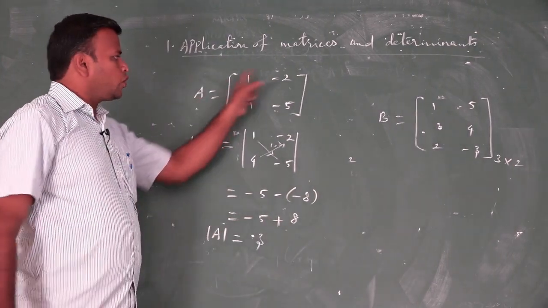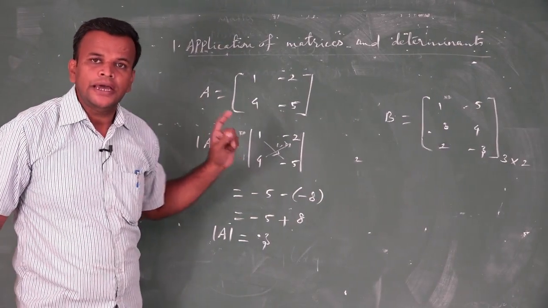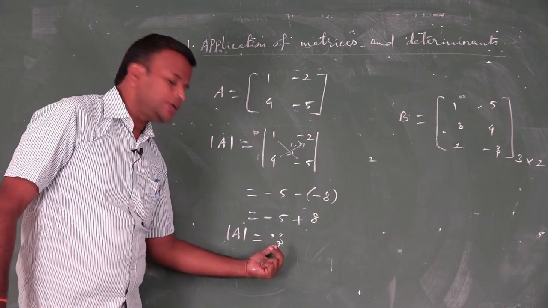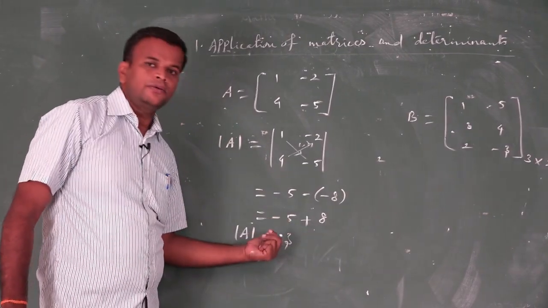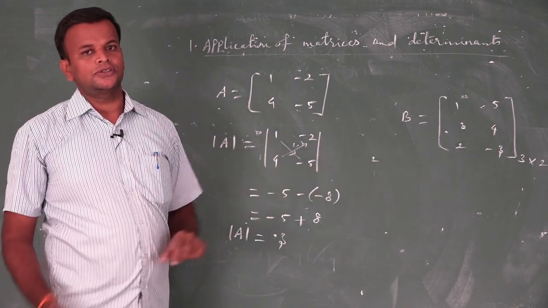So a matrix has no value, but a determinant has some value. It is a positive value here, but in some cases it may be a negative value or it may become 0 also.